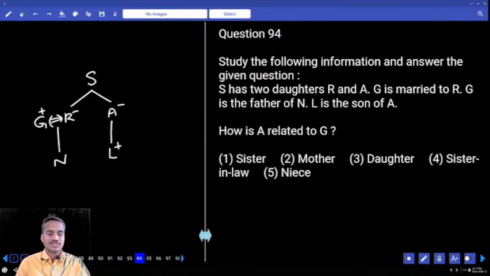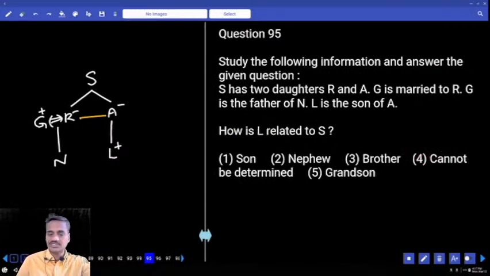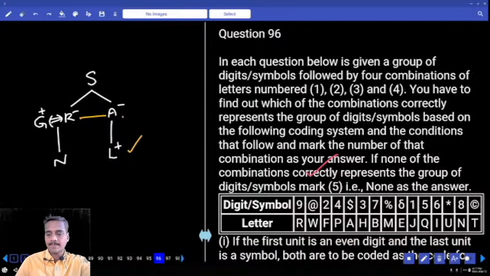Then how is A related to G? A is G's husband's sister, that is, spouse's sister, sister-in-law, choice 4, question 94. How is L related to S? S's daughter's son. Daughter's son is grandson, choice 5, question 95.